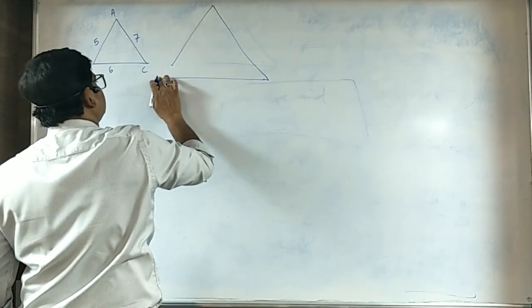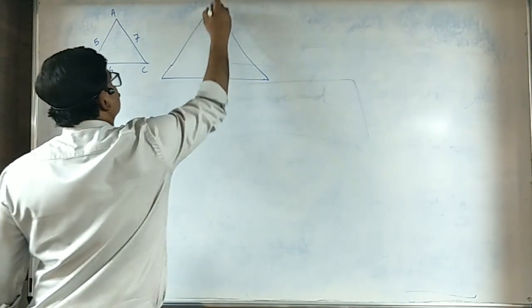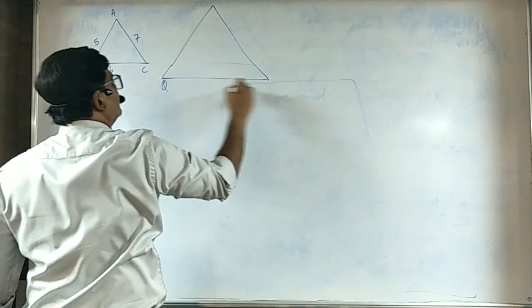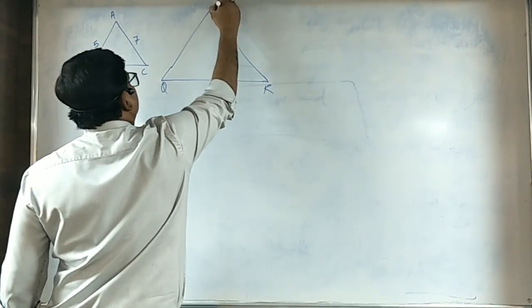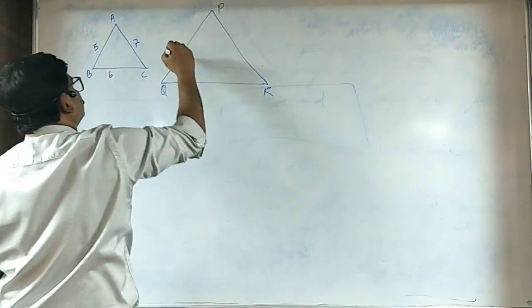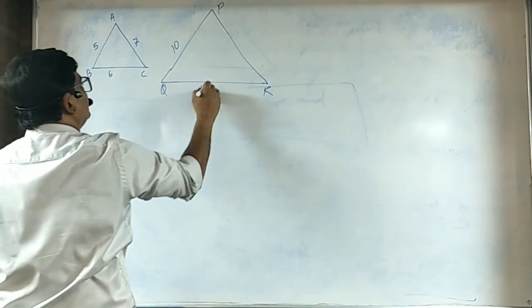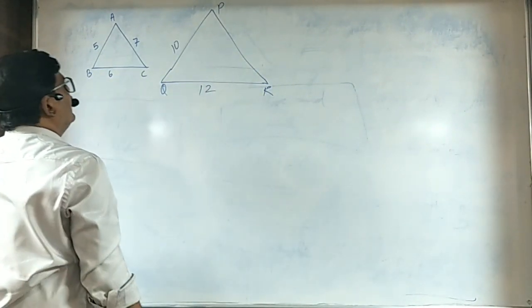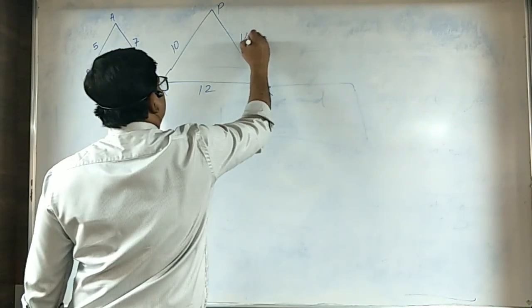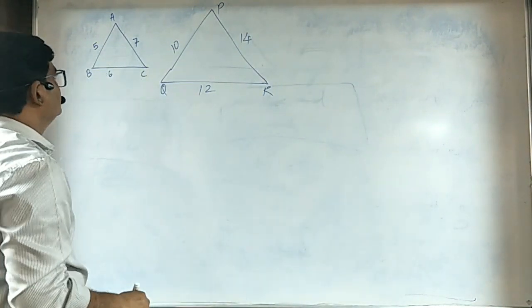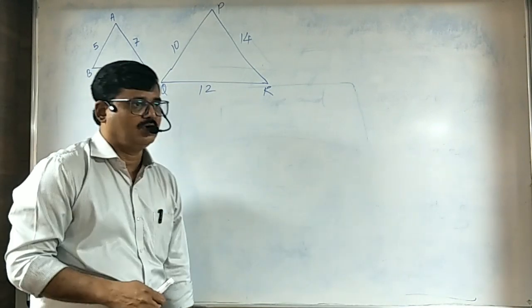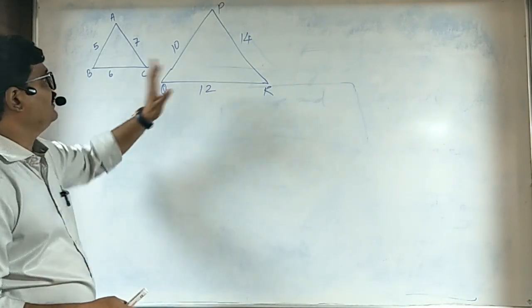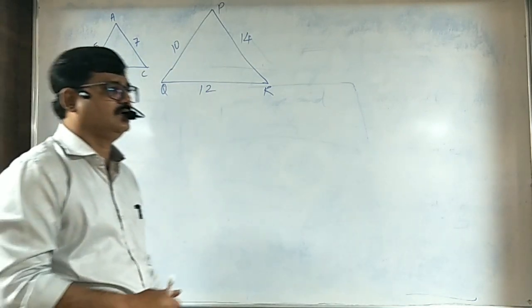Here I'll write the measurement of this side as 10, this side as 12, and this as 14. So can I say these two triangles are congruent? No, because you can see the measurements of the corresponding sides are not equal.